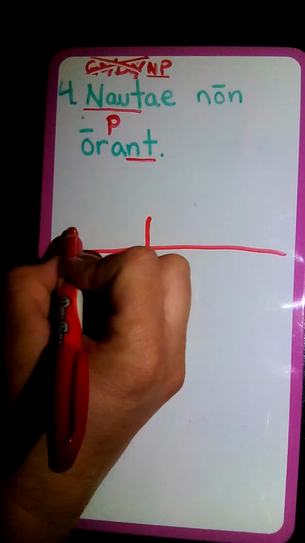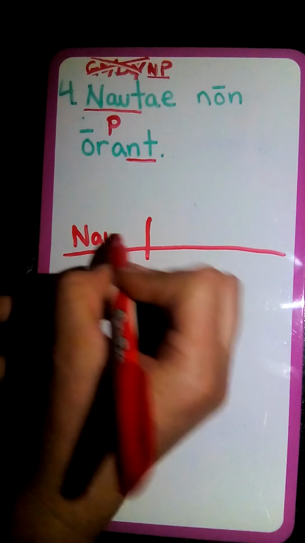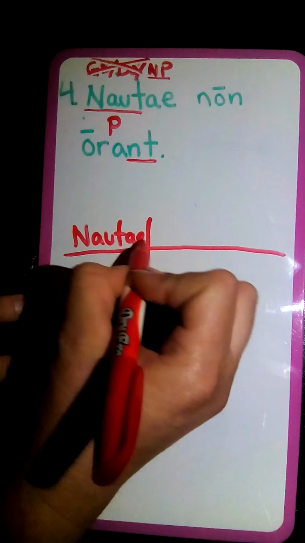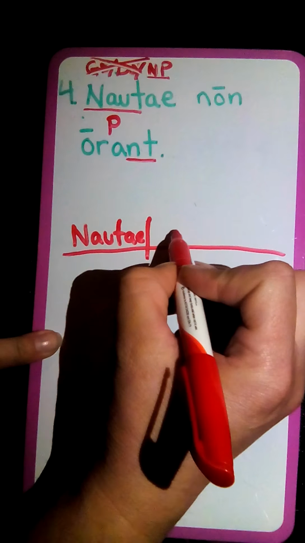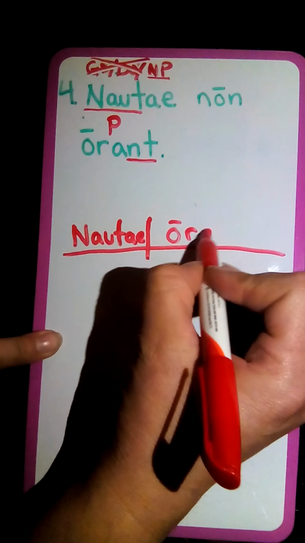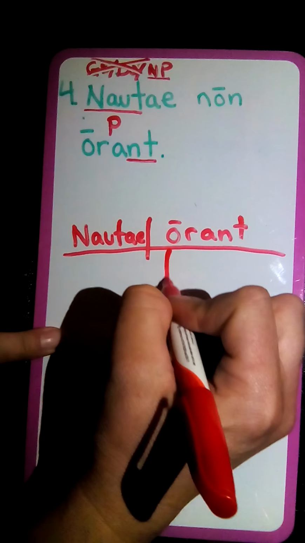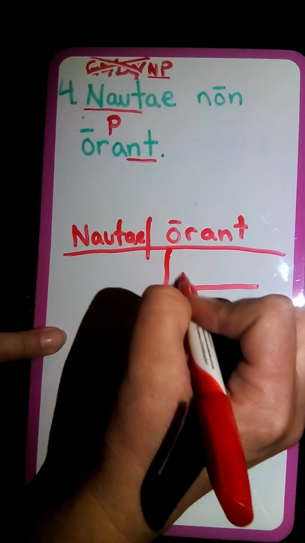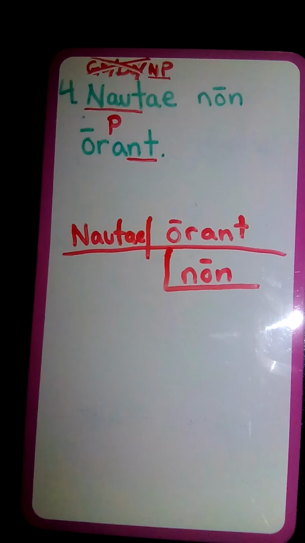So to diagram, we're going to just keep it Latin for now. N-a-u-t-a-e for nautae. And then we're going to have pray, o-r-a-n-t. And in the Henle text, it has you put non right here as a modifier.